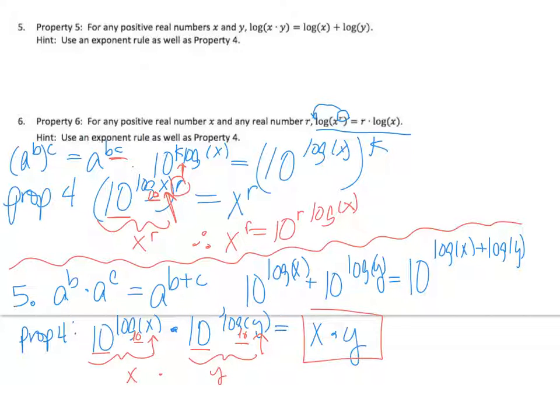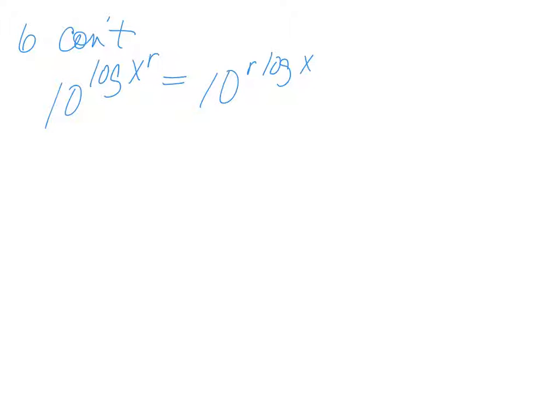By property 4, x to the r equals 10 to the log x to the r, because this r can go in front of the log, as it did right here. Let me write one more thing for property 6. 10 raised to the log x to the r equals 10 to the r log x, because I can drop that r in front of the log.